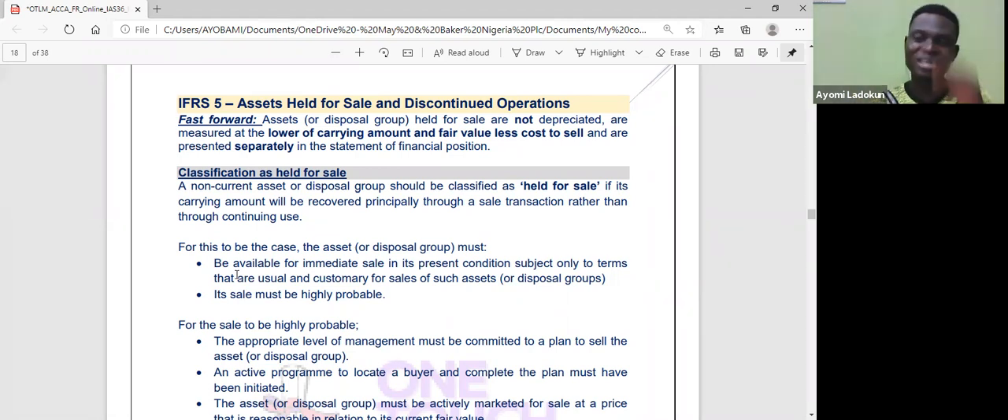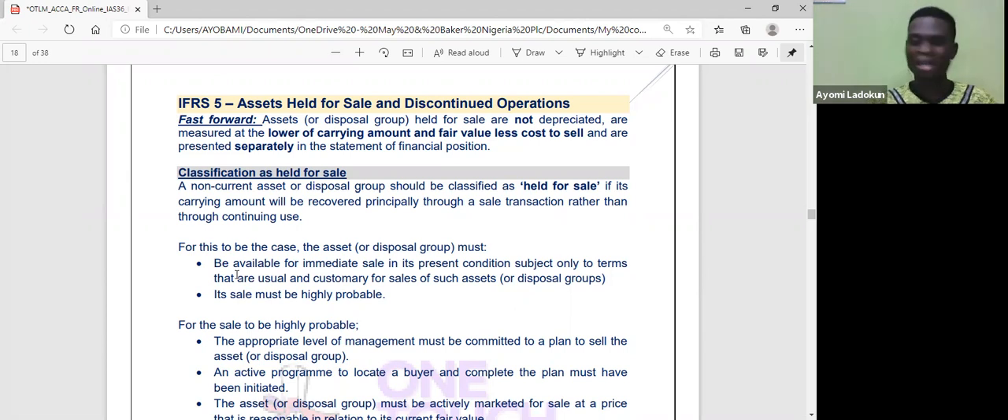However, the standard says if an entity is unable to sell the asset as a result of issues that are beyond their control, they can continue to classify the asset as held for sale, provided all the conditions are met at the balance sheet date. Okay, so that's it. Then the last one: there's no plan to withdraw the asset from being sold.